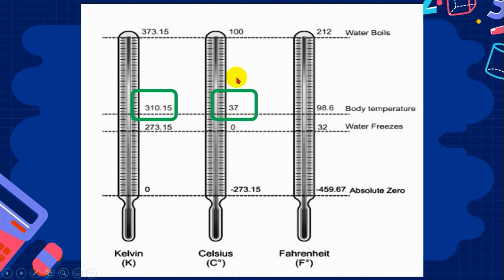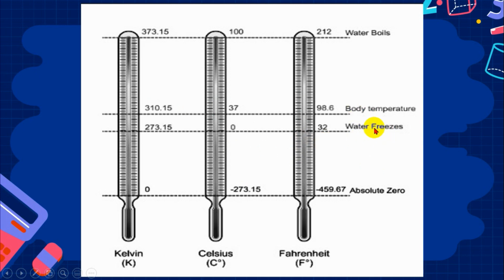Pag tumaas ka doon, it means nilalagnat ka na. And you have to go to doctor to see and check and prescribe you medicine in order for you to get well. Kapag Fahrenheit naman, your normal body temperature is 98.6, and also kapag tumaas ka na doon, that means there is something wrong with your body. Tayo mga Filipinos, we use the degrees Celsius to measure our body temperature, but in some other countries, gumagamit sila ng degree Fahrenheit.